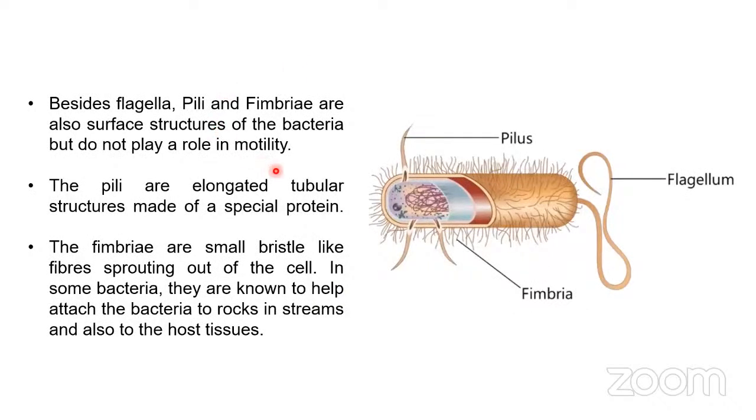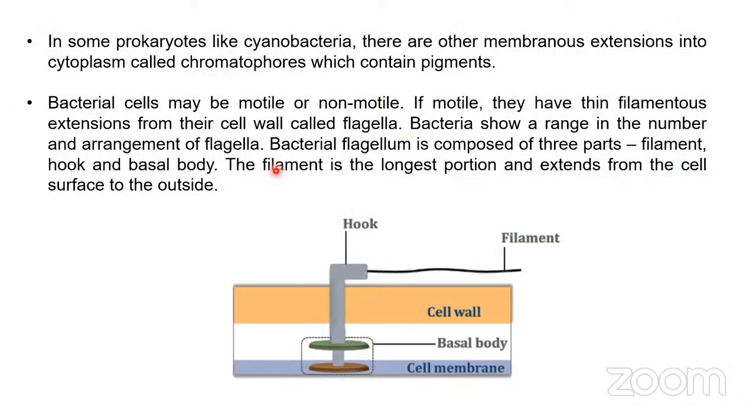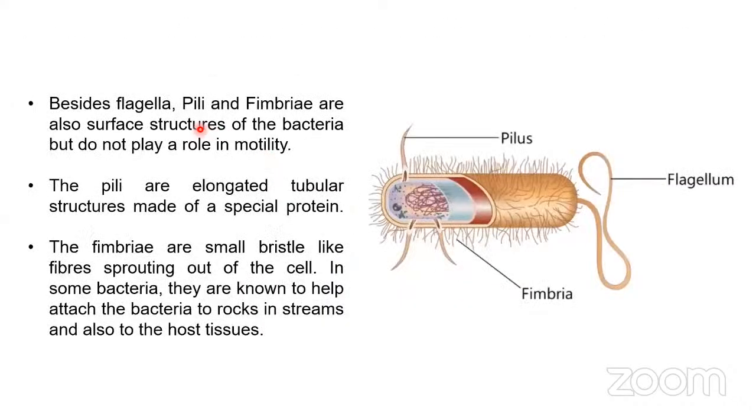Besides flagella, there are certain other filamentous structures which are present, like villi and fimbriae, and these are also surface structures that do not have a role in motility. So what are the functions of villi and fimbriae? Villi help in the attachment of the bacteria, and fimbriae are made up of special proteins known as pilin proteins. Fimbriae are small bristle-like fibers sprouting out of the cells.